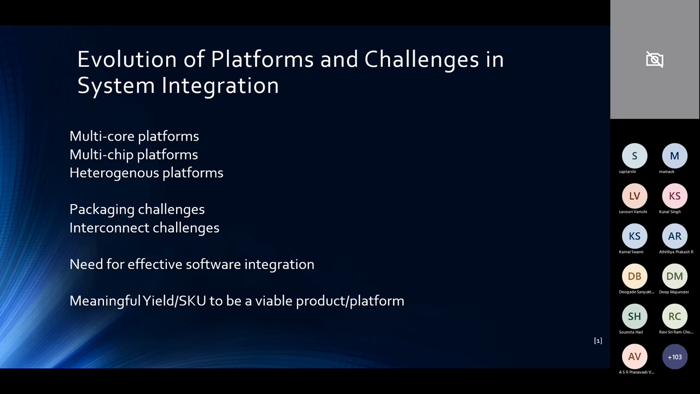When you talk about the integration between hardware and software, you could have 100 cores, but you need an effective way of communicating between those cores. So you need a good interconnect, and your software stack should be able to be ported over from one kind of platform to the other to get the most out of what you have in the hardware. And that's what the next point says: need for effective software integration.